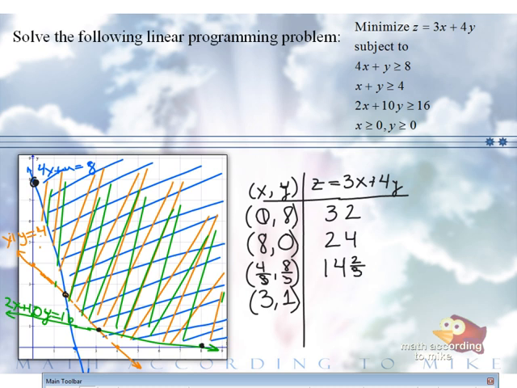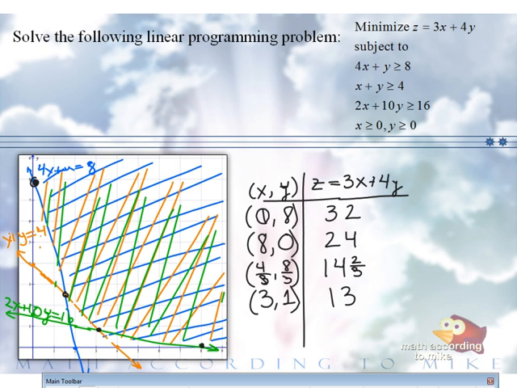And 3 for x, 1 for y. Yeah, 13. So that's step 2. Decimals, right? Yeah, that's fine. So 14.67 is fine, if I said round to 2 decimal places.